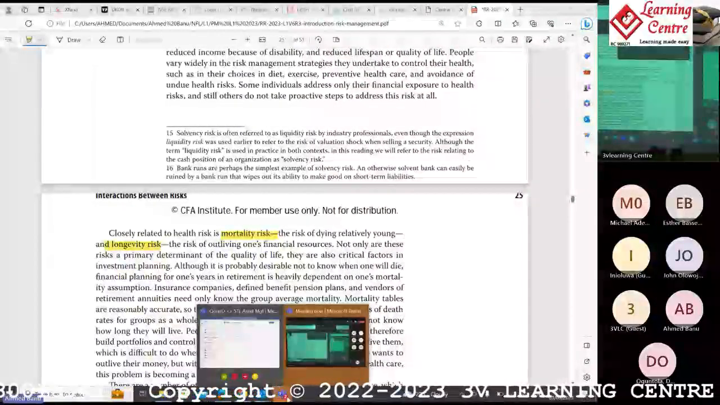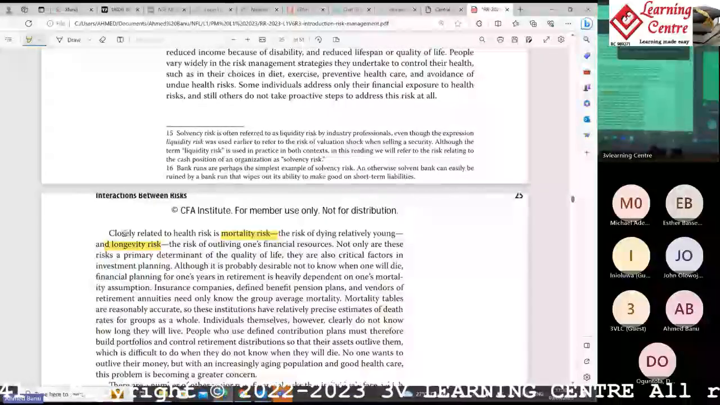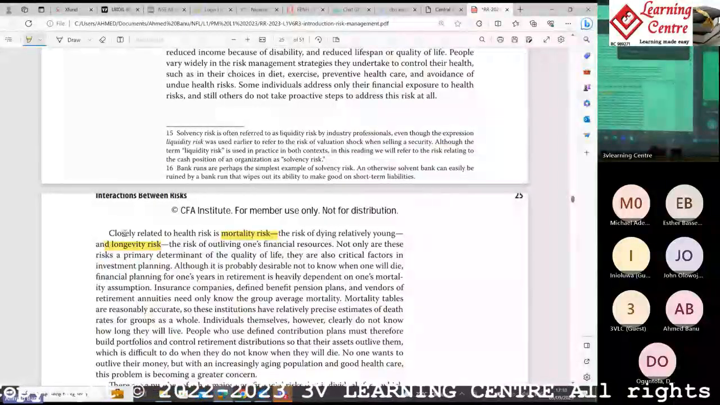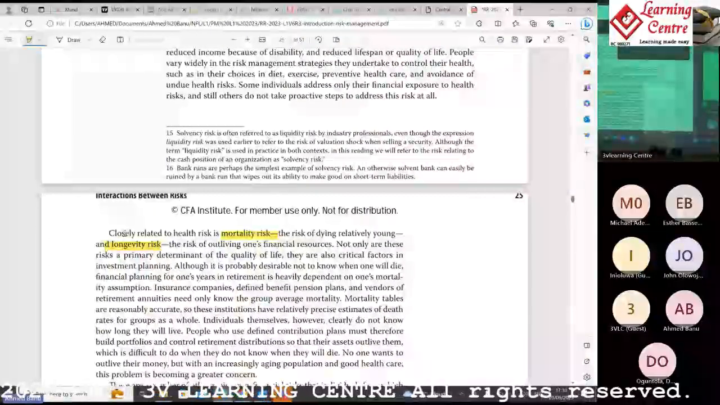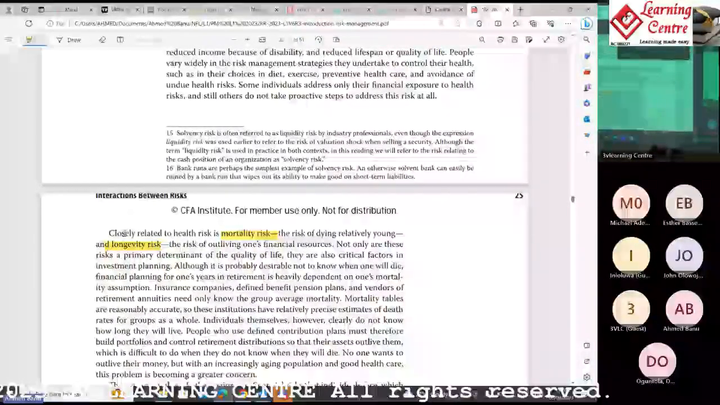The next is longevity risk. Longevity risk is the risk that you outlive your financial resources. You outlive your financial wealth. You live so long that after a while you get broke.